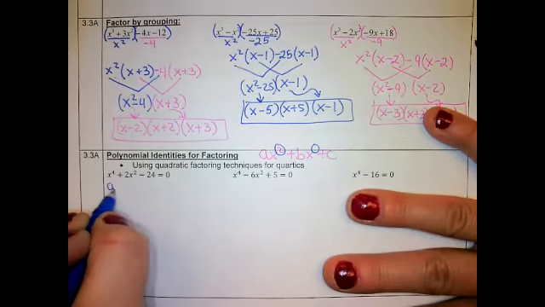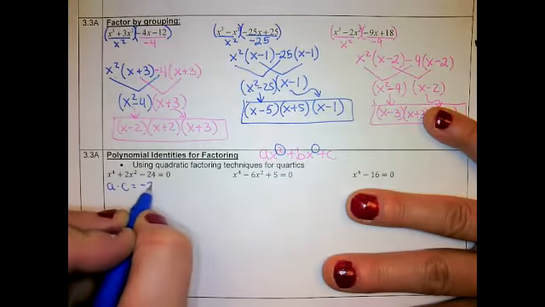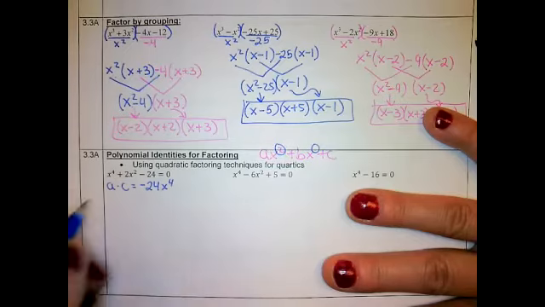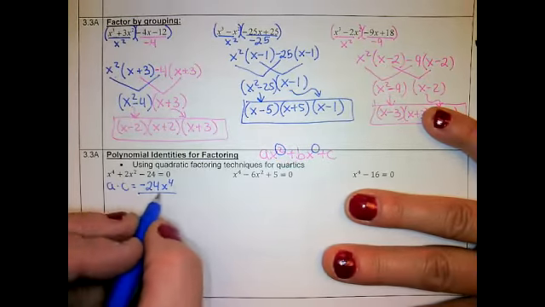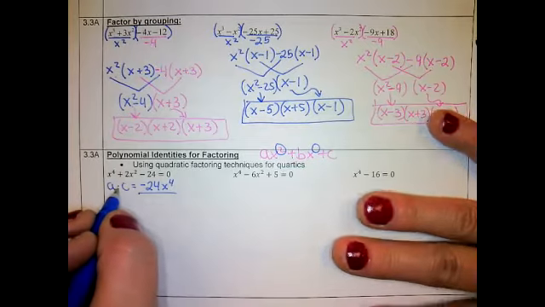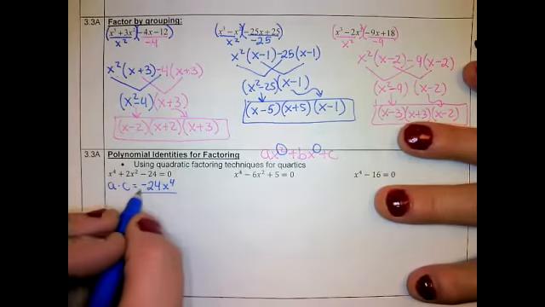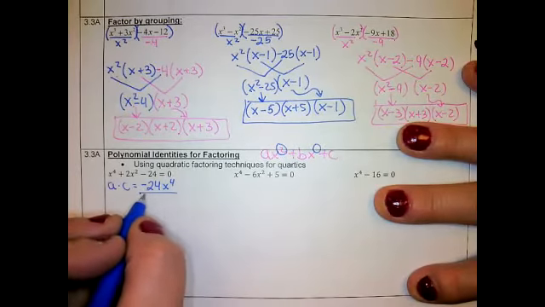So the first thing, we're going to multiply our a times our c, and we get negative 24x to the fourth. When we multiply that, now we have to find our factors that equal negative 24x squared.